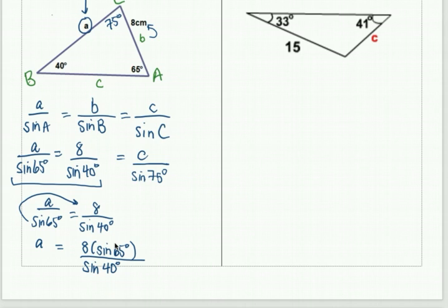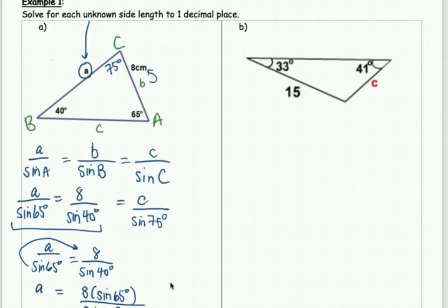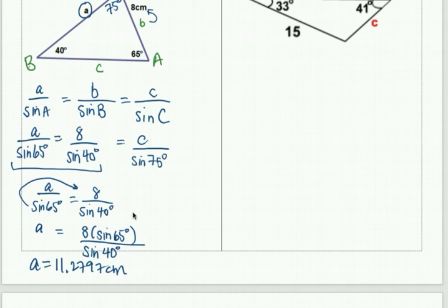So I'm going to multiply 8 by sine 65 and hit equals, and then I'm going to divide by sine 40, and I will get side A is 11.2797 centimeters, and I don't know if I told you to round. Oh yeah, round to 1 decimal place. So we're going to round this to 11 point. So see, it's 27. So I'm going to look at the next one here. 7 will round up the 2 to 3, and then I'm going to write the units.